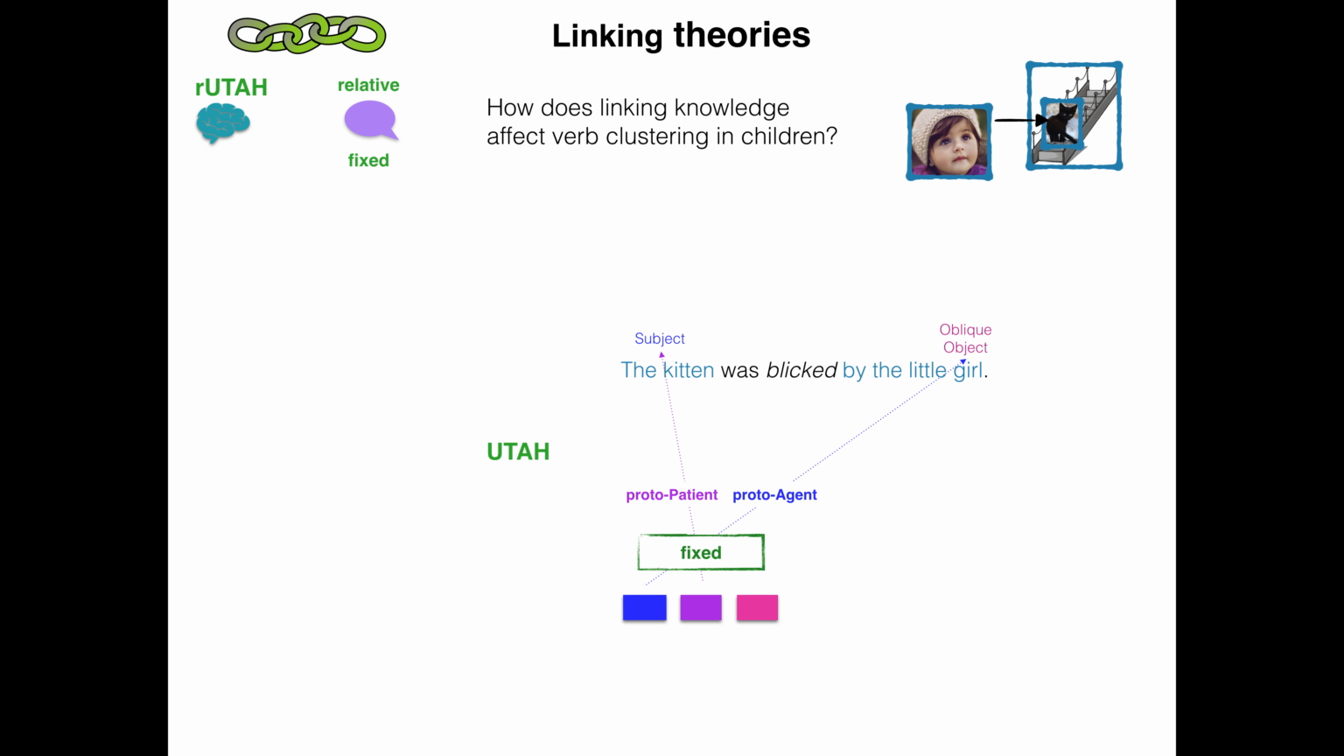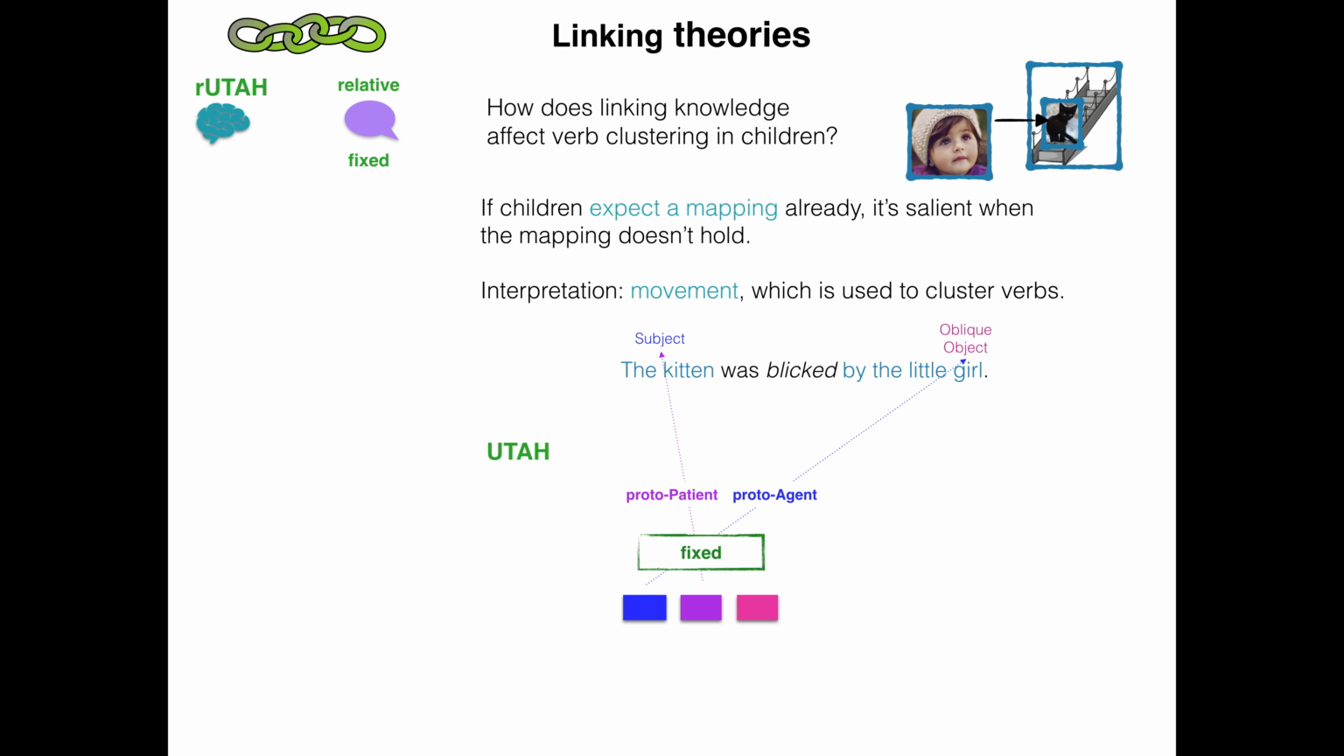So more particularly, I think it helps to see an example of this. How would linking knowledge affect verb clustering in children? Let's consider the Utah one, where you have a fixed thematic representation and you have an expectation of where these representations are mapping to in the syntax. And what we see here with this passive sentence, the kitten was blicked by the little girl, is that the kitten is having something happen to it, so it's that kind of patient-y. And the little girl is the one doing it, so she's rather agenty. And this is really not the mapping that we expect, right, under Utah.